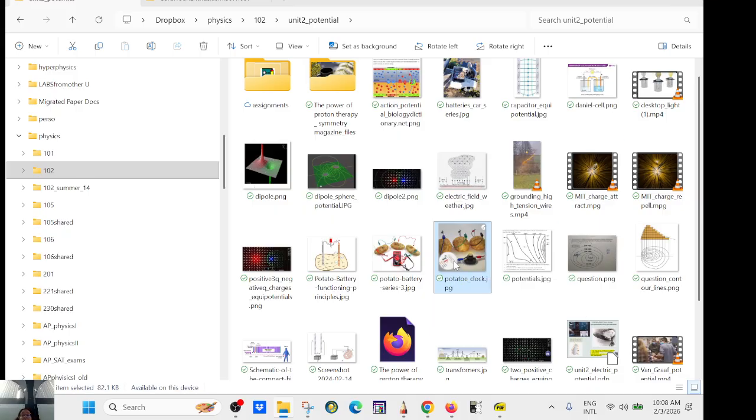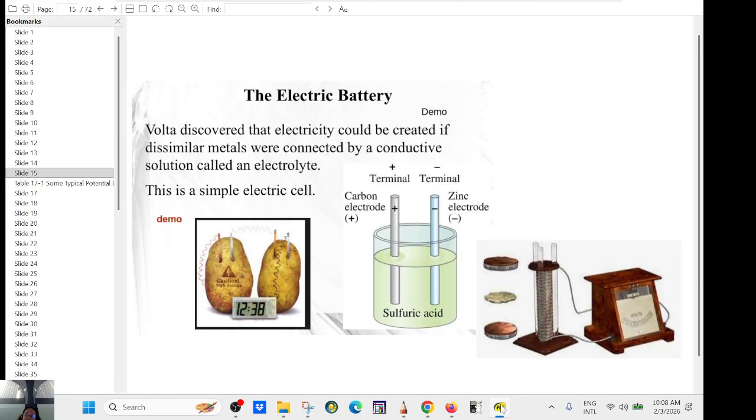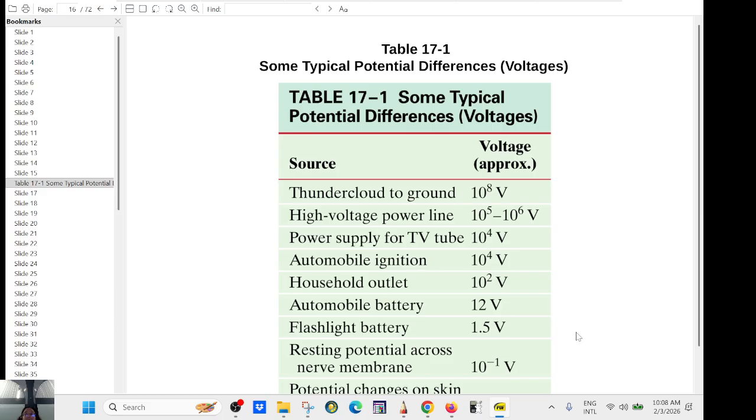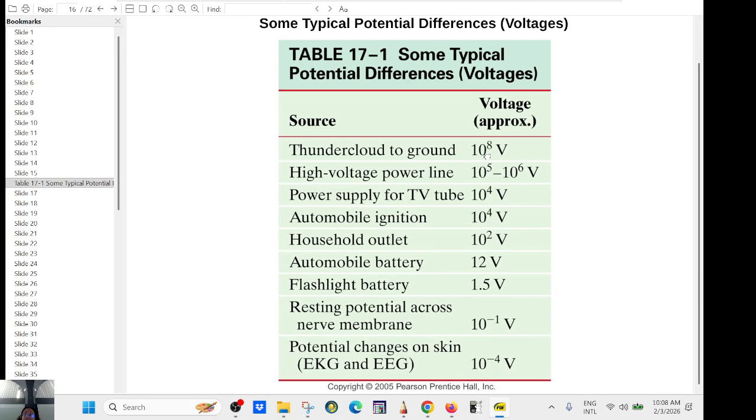But LED, you need 2 potatoes because 1 potato is 1 volt. LED, you need 1.7 volt because it's a semiconductor. So you need 2 potatoes at least. LED doesn't need a lot of current, but it needs 1.7 volt. So anyway, here you have some values for potential difference or voltages. So you see battery here and outlet. Outlet here is 120 volt, just to give you an example.